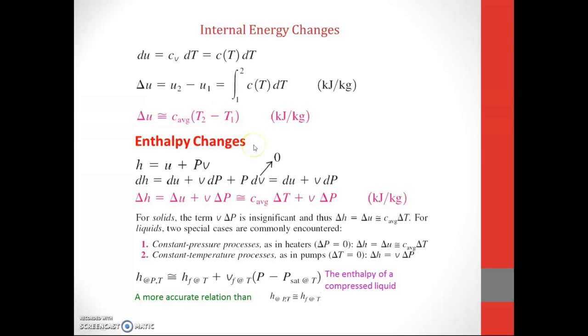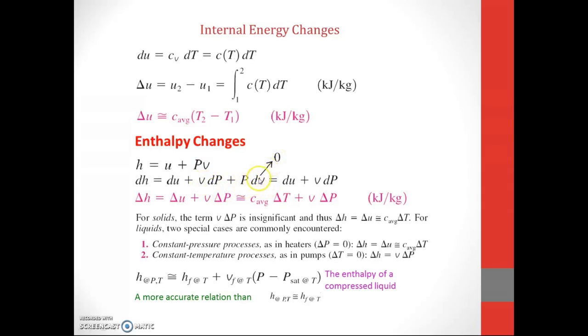For enthalpy changes, h equals u plus Pv. But here you have P and v, and both can change as well. So how about we derive it in terms of P and v as well? dh equals du plus v dP plus P dv. Because this is a differential equation, right? We differentiate Pv: we hold v constant first, and then we hold P constant later.